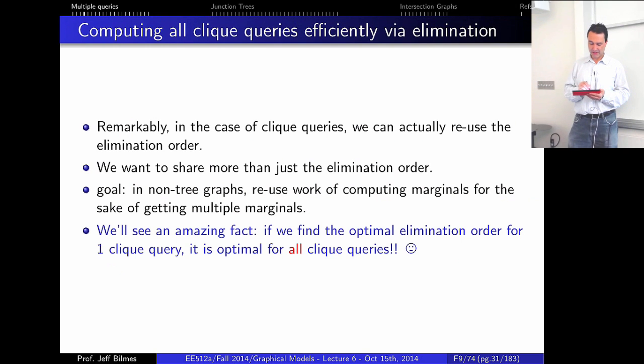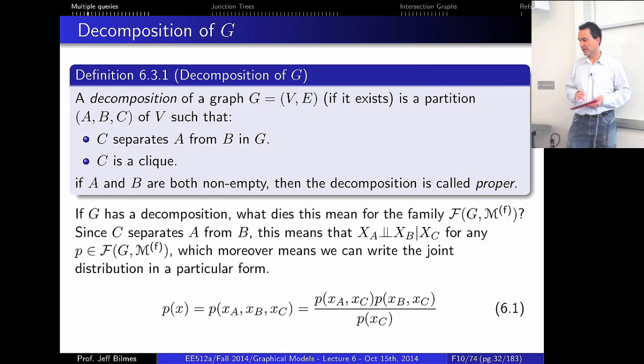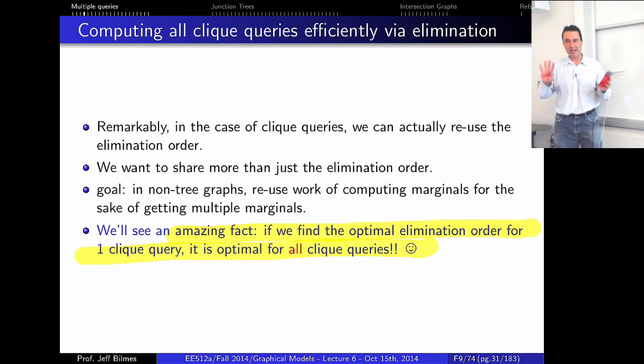This is what we're going to see. This remarkable, amazing fact is that if we find the optimal elimination order for one clique query, we found it for all clique queries of the graph. OK. We're going to start now. This is sort of the idea of where we're going.